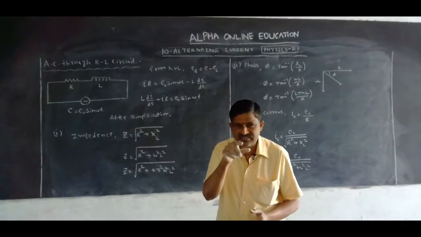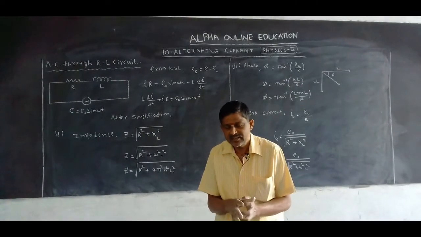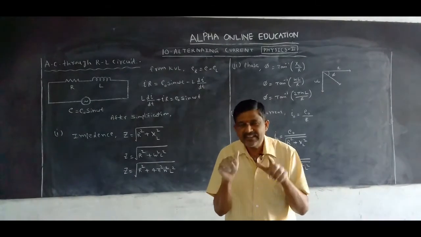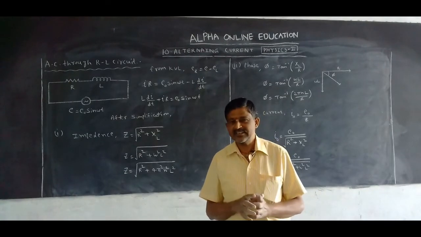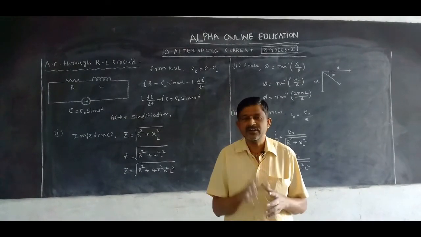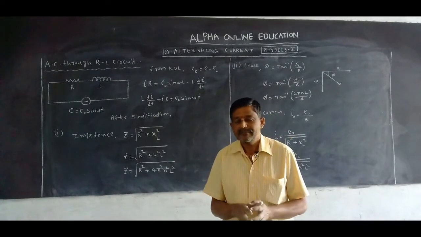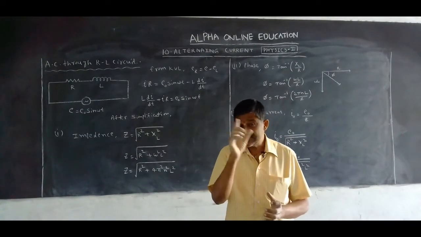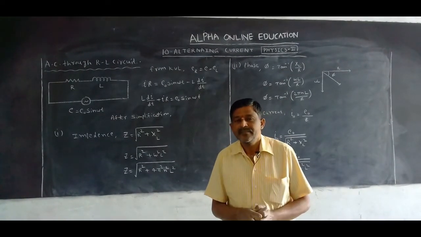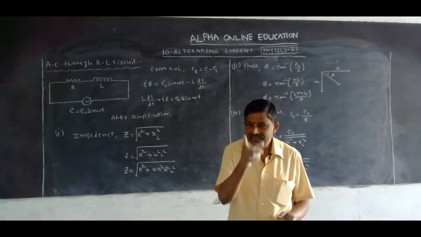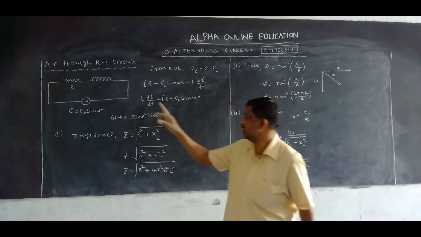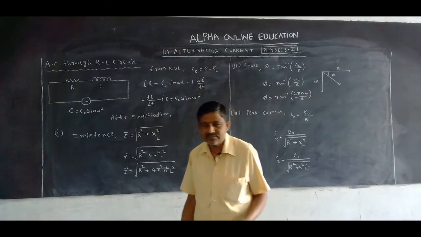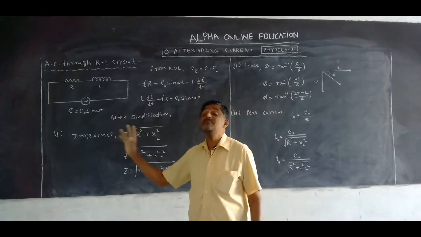When the resistor is connected to the generator, we again use the term resistor only. But when the inductor is connected to the generator, we use the word inductive reactance. When the generator is connected to the capacitor, we use capacitive reactance, XL and XC. But when the inductor and resistor, R and L, are connected to the generator, here we use one technical word, that is impedance.